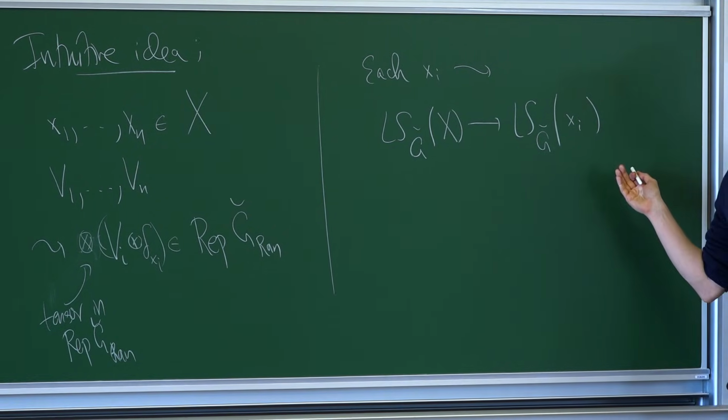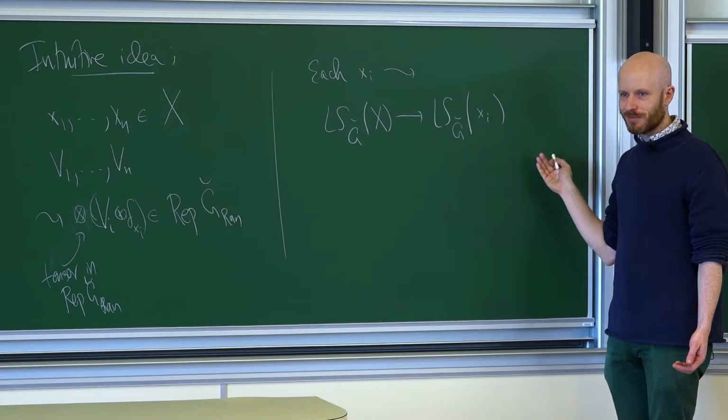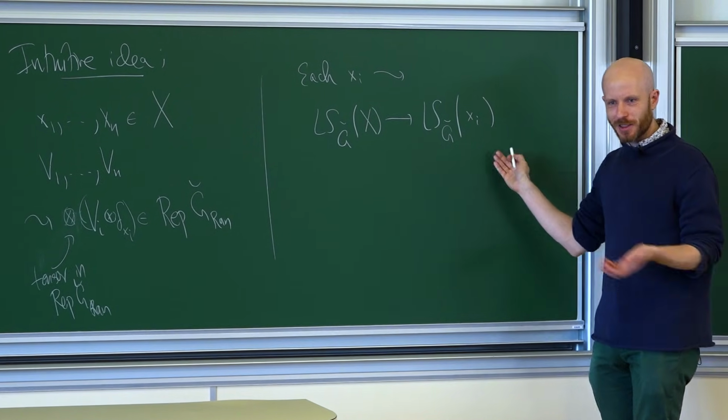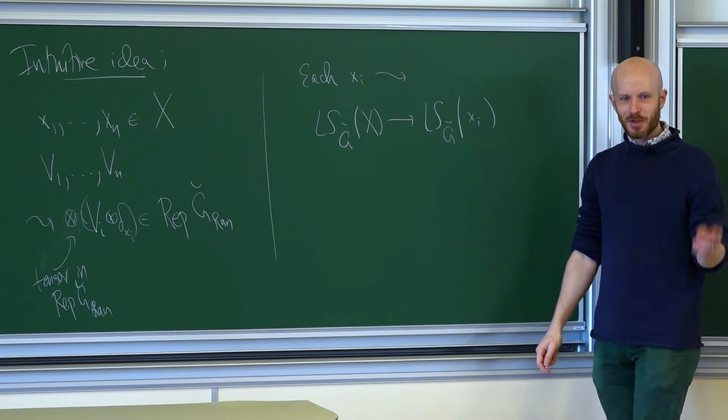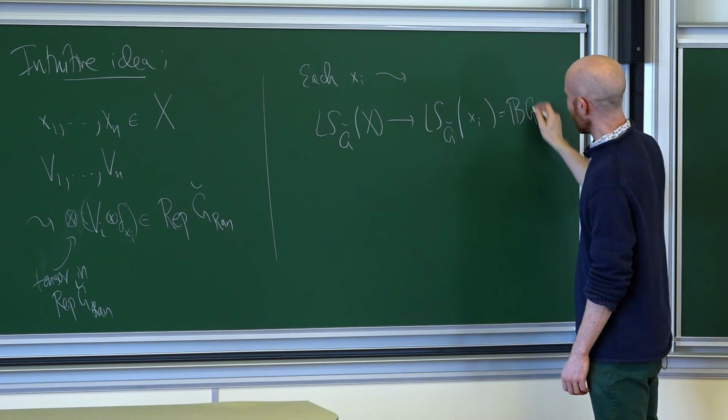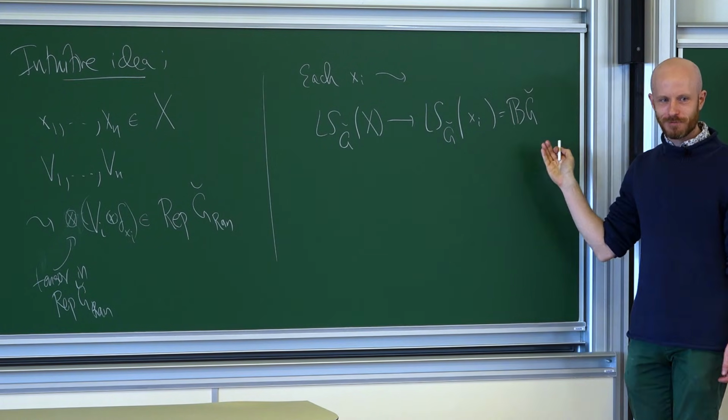What are local systems on a point? They're all trivial, right? That's what we learned in algebraic topology. It's just a point, right? No, but they're not canonically trivial. And so this is actually a copy of the classifying stack, BG check.